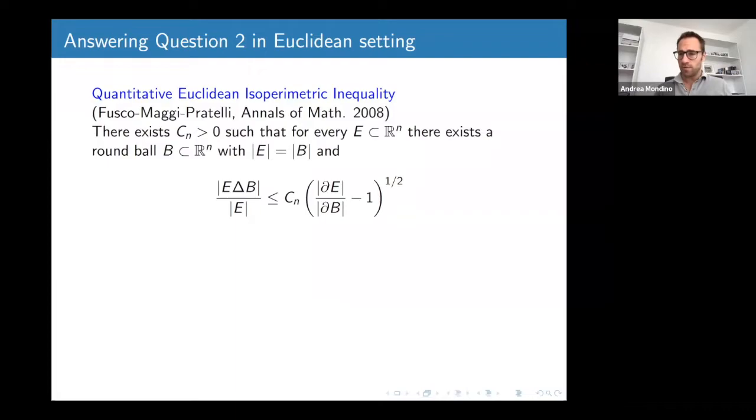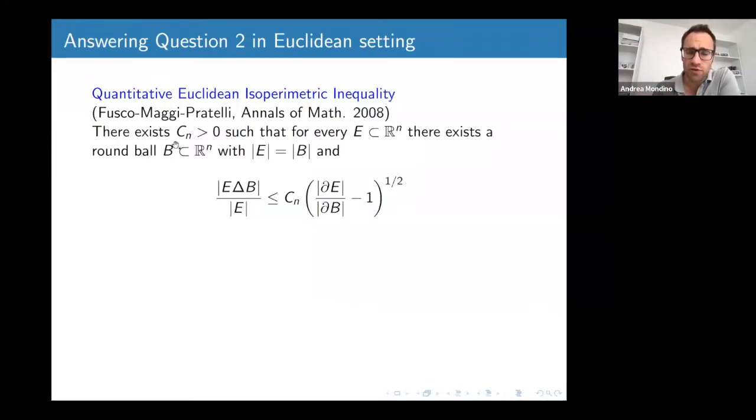But this was the full solution was given by Fusco, Maggi, and Pratelli in a paper in the Annals in 2008, after previous works that I don't mention. And the statement is the following. We are in the n-dimensional Euclidean space.